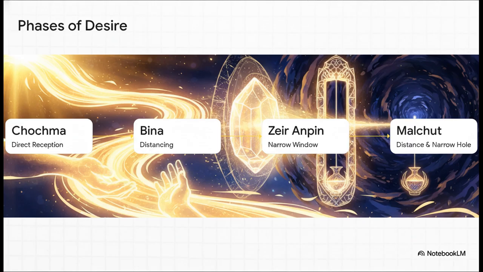Now, because Binah pulled back, we need a bridge, which brings us to Phase 3, Ziyah, or Zeir Anpin. Ziyah needs some light to sustain itself, but it doesn't receive fully. The text says it receives only through a shalon, a narrow window. It's close to the source, but its capacity is highly restricted. Which brings us to the final endpoint, Phase 4, Malchut.